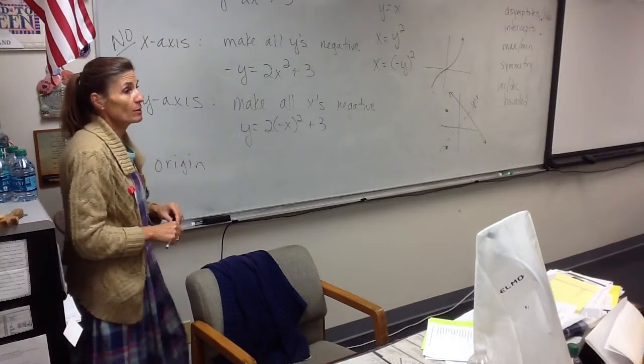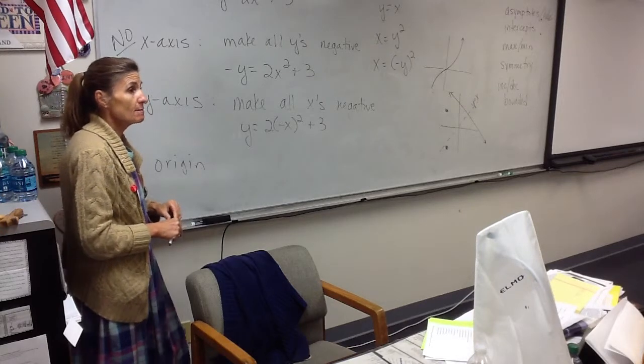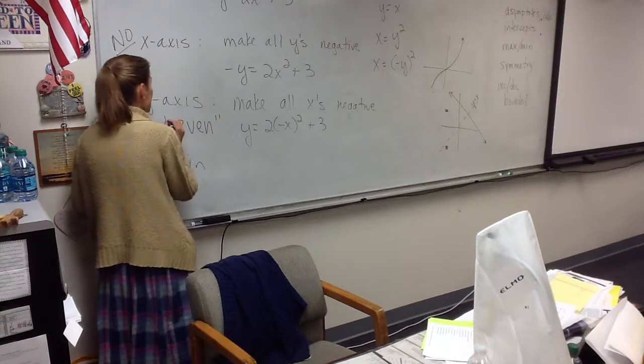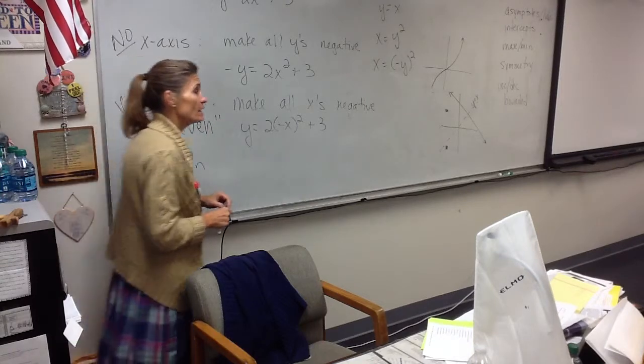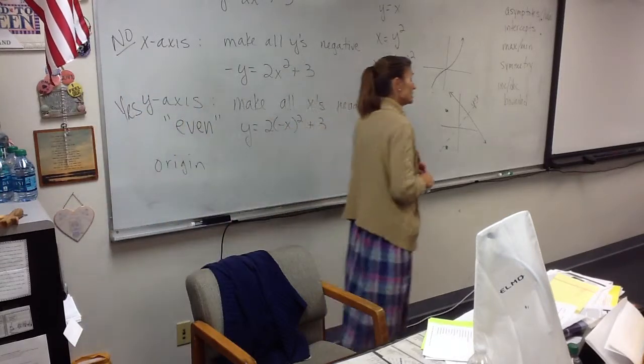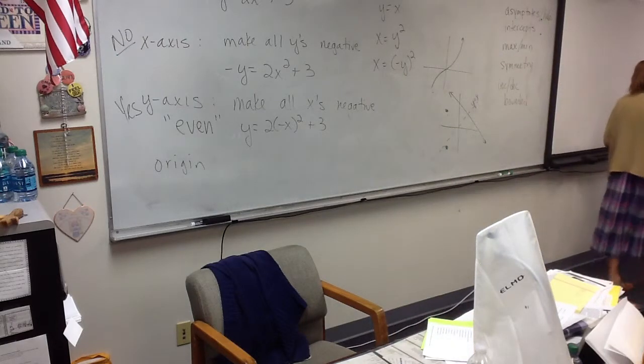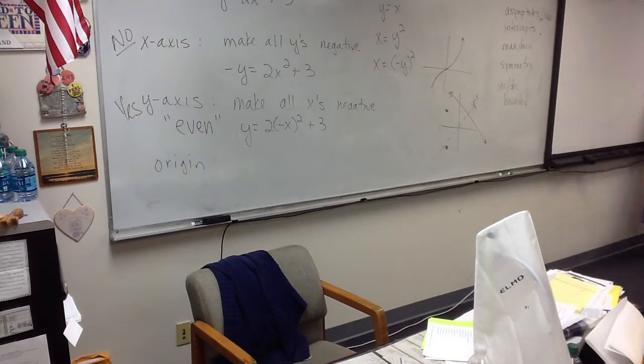New vocabulary word. If a curve has symmetry about the y-axis, it is referred to as an even function. An even function is a function that has symmetry about the y-axis. And what that means is you can change the sign on x without altering the curve. So if you put in a 6, you're going to get the same output as if you put in a negative 6.